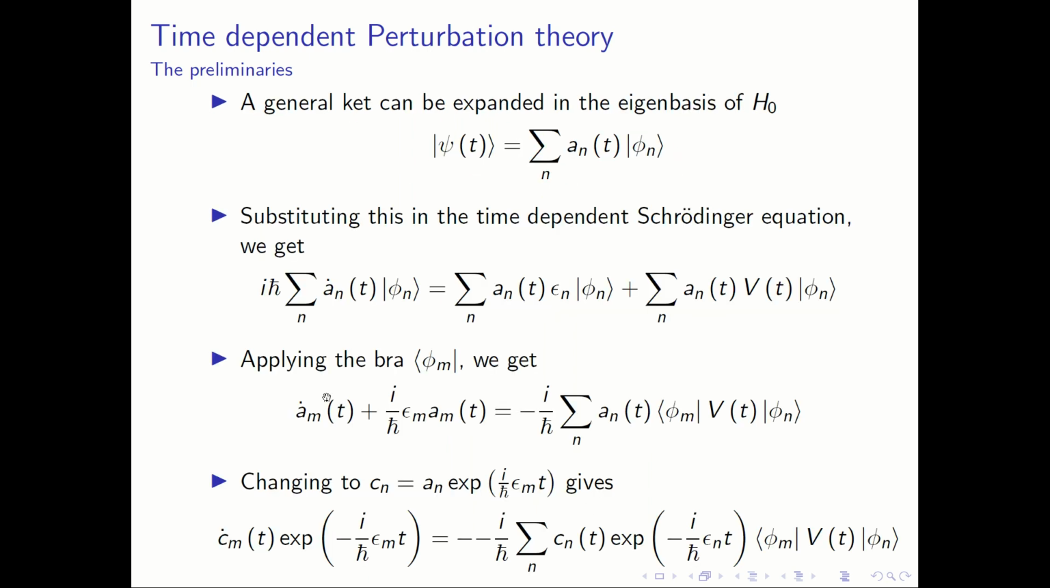Let me just point out that you can move the exponential from the left to the right and take it inside the sum. After all, it depends only on epsilon m, so it's independent of the summation index. And as a result, in addition to this C_n and the minus i/ħ, ignore the double minuses here, there should only be a single minus, that's a typo. In addition to this C_n, what you have is an exponential of minus i/ħ (ε_n − ε_m)t, or plus i/ħ (ε_m − ε_n)t.